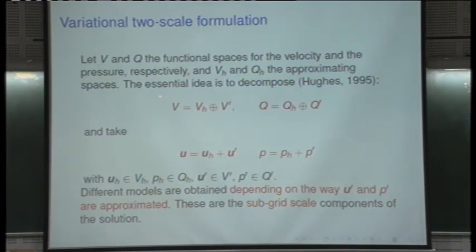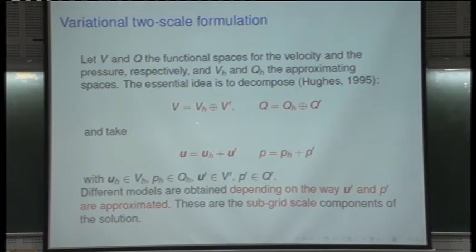The idea is to decompose our space into a velocity finite element space and the complement, and the same for the pressure, a pressure space and the complement, and split the unknown into the finite element solution and the rest, the complement, and the pressure into the finite element component and the rest. Okay. And as I mentioned these days, but I have only explained the simplest approach, different models can be obtained depending on the way the subscales for velocity and pressure are approximated. These are the subgrid scale components of the solution in that variational two-scale formulation.